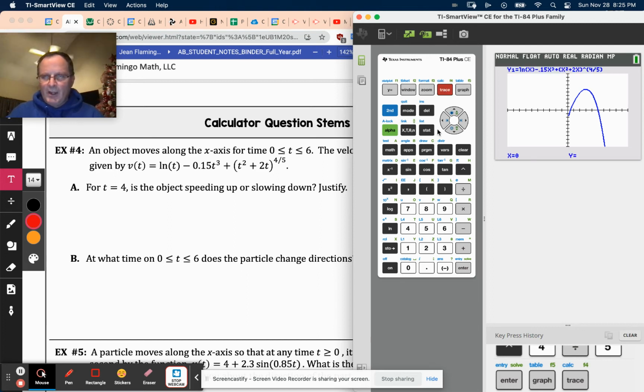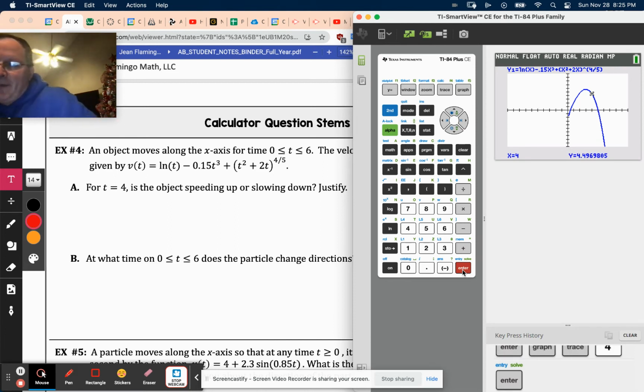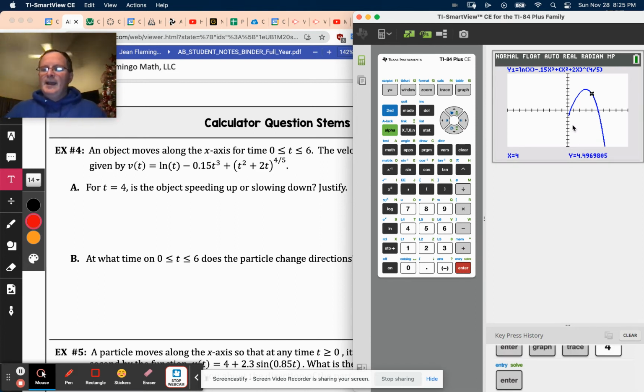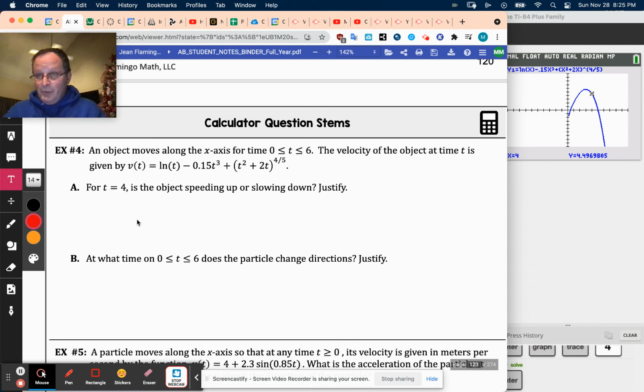So if you hit the trace button and hit 4 equals, we can see a couple of things here. First of all, you can see that the y value, the velocity, is positive. But also at that moment, you can see that the slope is negative. So velocity is positive. Acceleration is negative. But I think I'm going to get some extra information here.